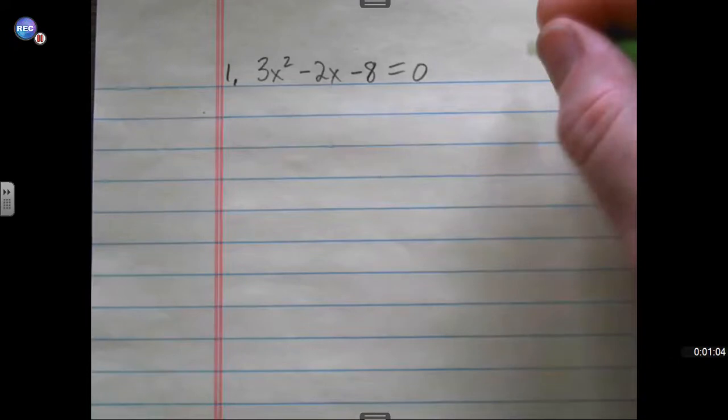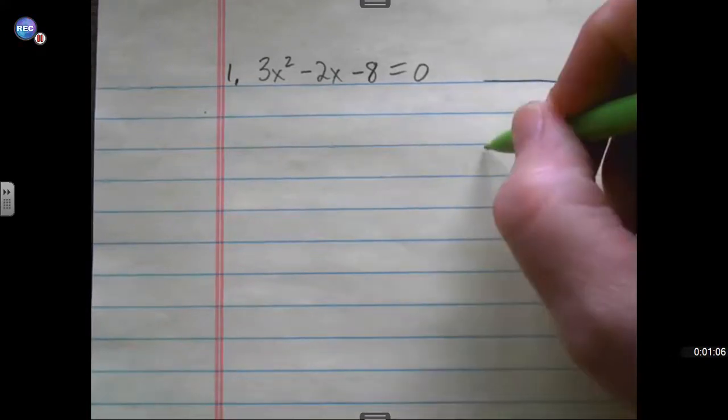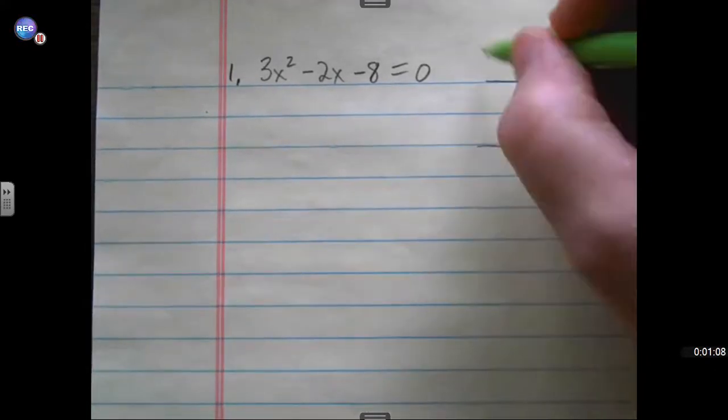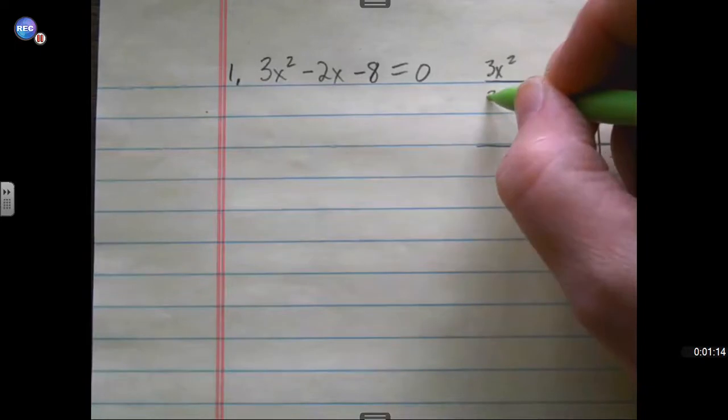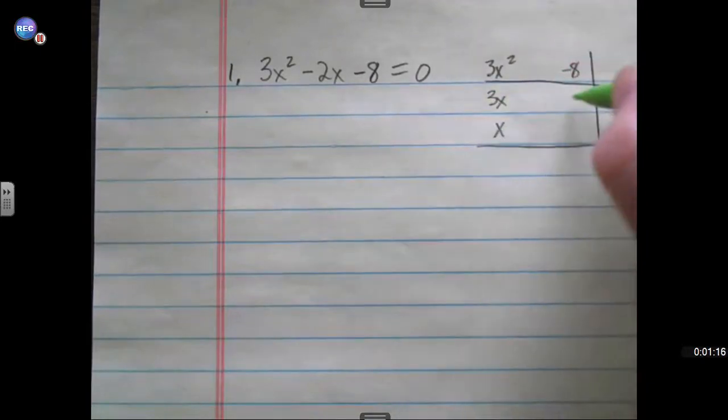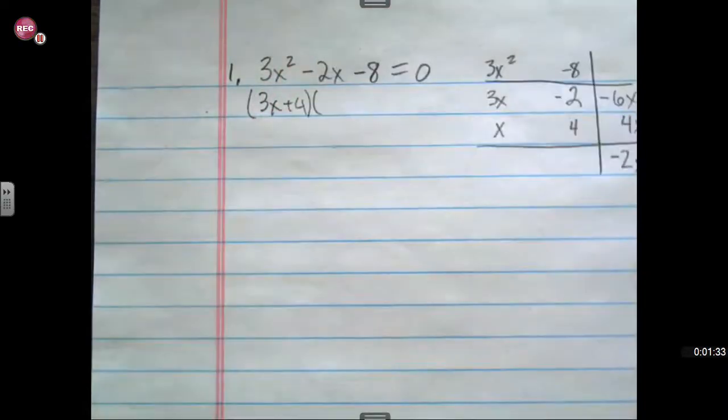I believe this thing factors. I may be wrong, but I'm seeing something that makes me think it's possible. This would be 3x and x. And if I multiply this by 2, I get 6, and 4 would make 2. I just need the 6 to be negative. And so I have 3x plus 4 times the quantity x minus 2.